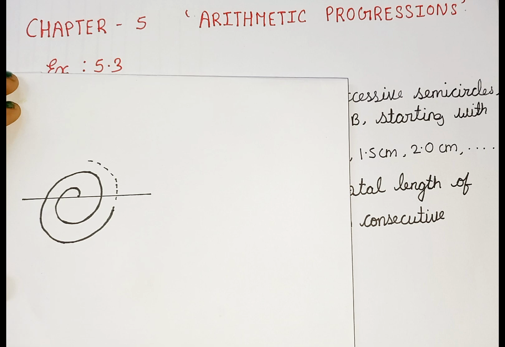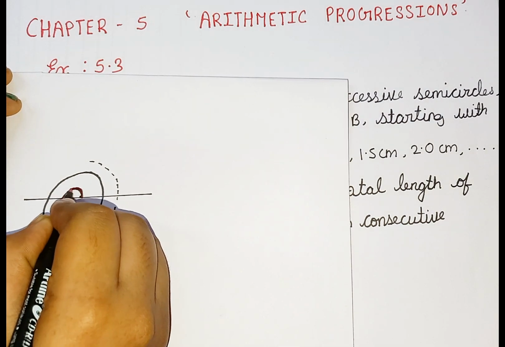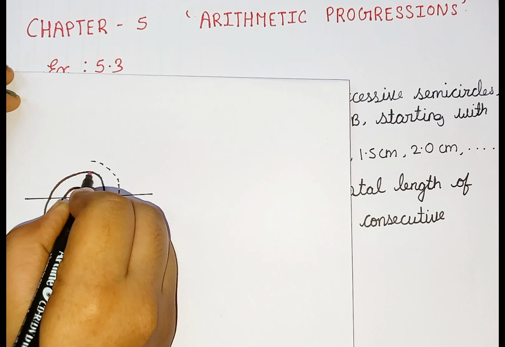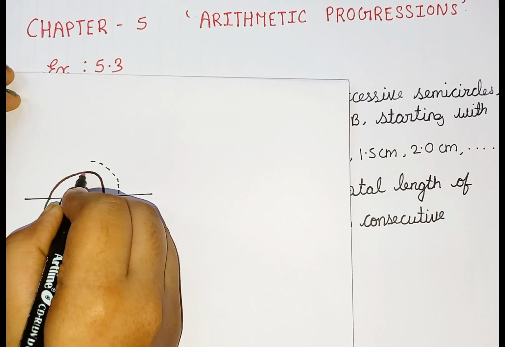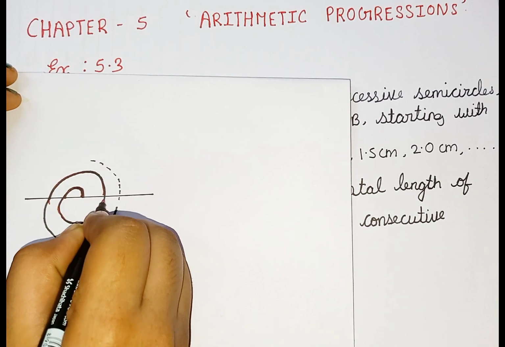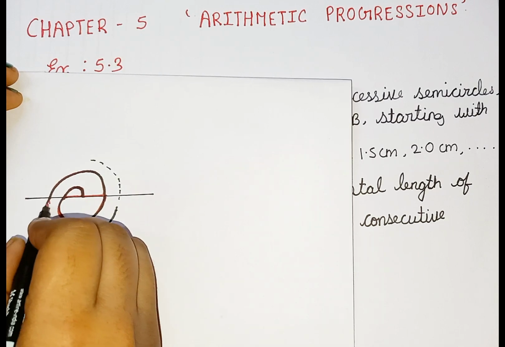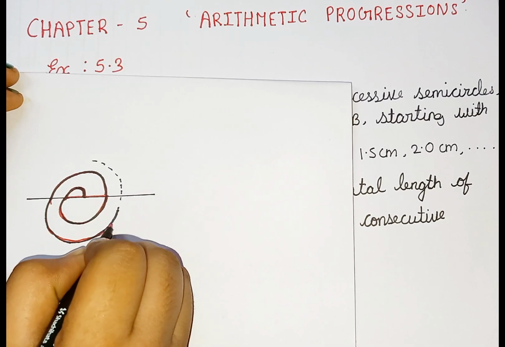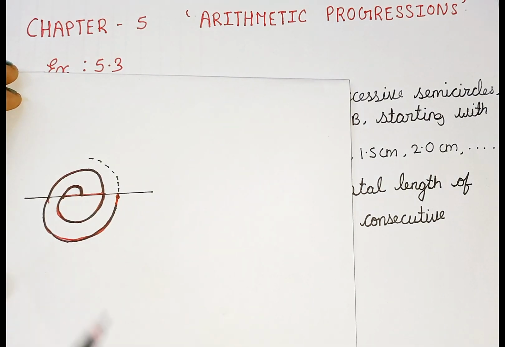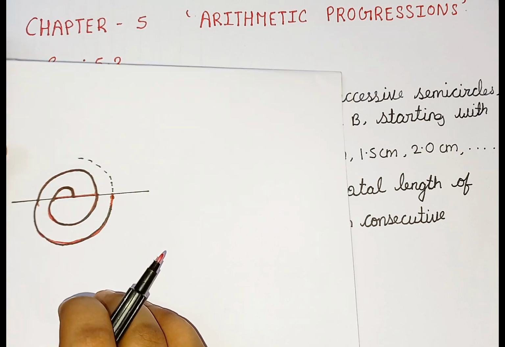Actually, when you look at the figure properly, here I have a semicircle, and here I have another semicircle, and here another semicircle. You can see, right? This is a semicircle, and this is also a semicircle. Like that there are semicircles, so the spiral is made up of semicircles.